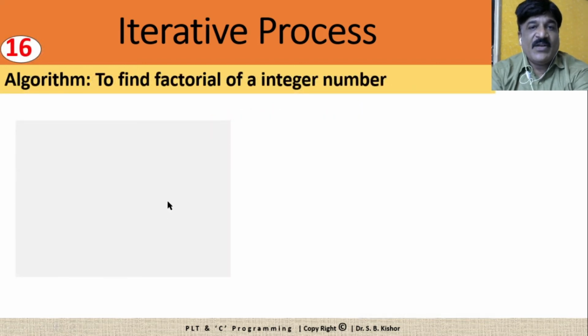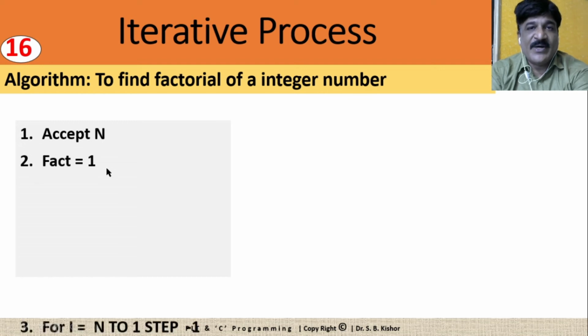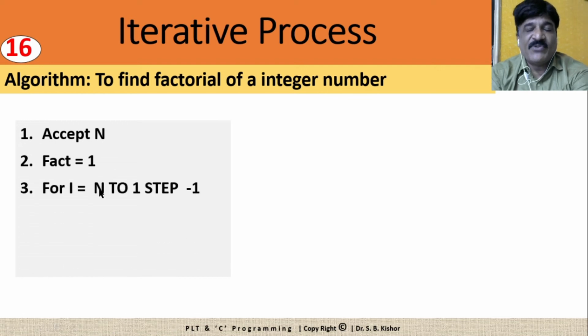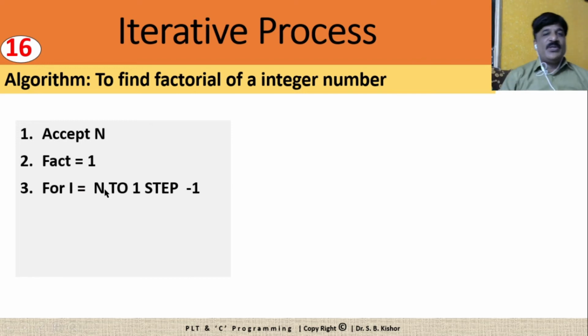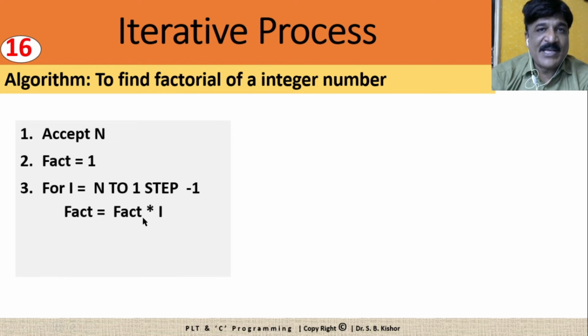Now to find the factorial of an integer number. So again, the unknown is the number. Initially assume the value of fact is 1. Now how are you going to find the factorial? What is the factorial of 5? 5 into 4 into 3 into 2 into 1. It means we are going to traverse in a reverse direction. So initially assume the value of I is n. So n to 1, and here the step value is -1. So perform the calculation and finally display the result and stop.